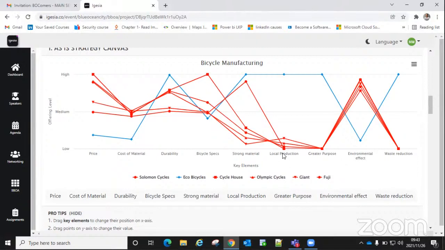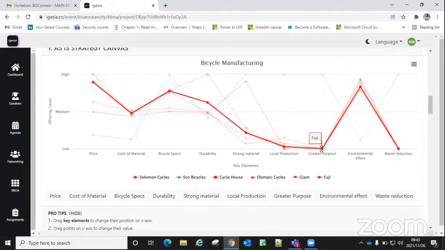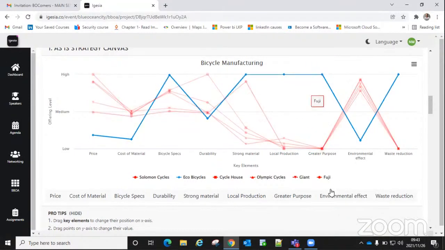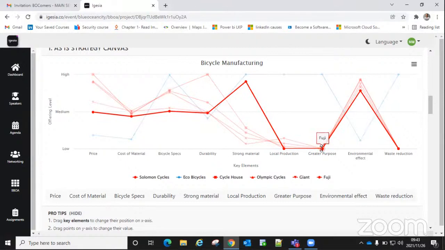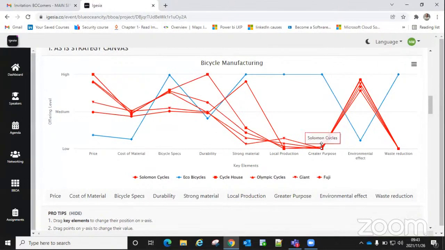Most bicycle companies in South Africa are actually importing their main bicycles, even when they are tweaking them in South Africa. They mainly import their bicycles. So this would be locally made. And with the greater purpose, the eco bicycles will be reducing a lot of waste in the country, which is a need right now. I've put this as low, maybe I should put it a little bit higher, but it's mainly just if you need a bicycle to ride. There is no other purpose. And then environmental effect.